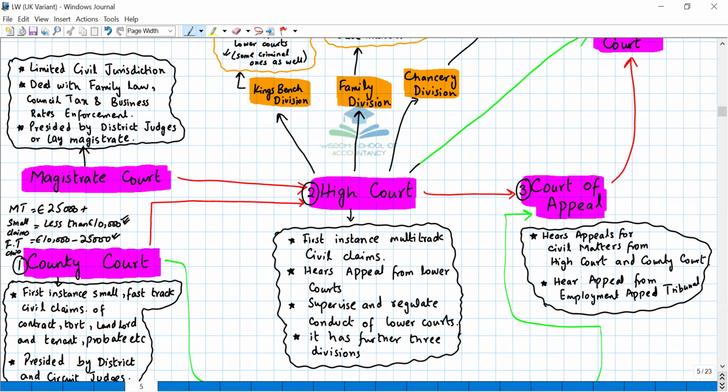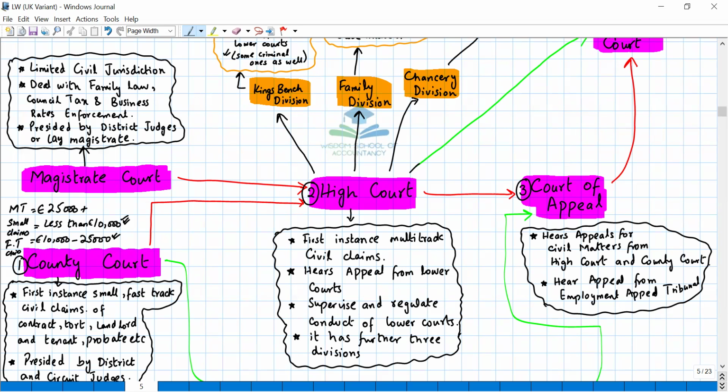In the UK, you have to pay the council tax and the businesses have to pay the business rates. So if someone does not pay them, then the claim is put in magistrate court, and it is the job of magistrate court to recover those things from the relevant people, presided by district judges or lay magistrate. The case in the magistrate court is heard by district judge or lay magistrate.